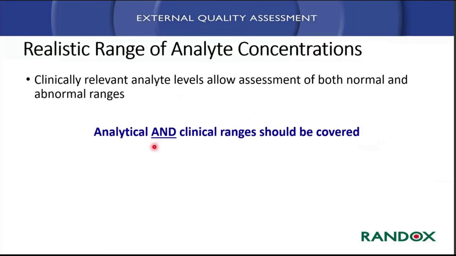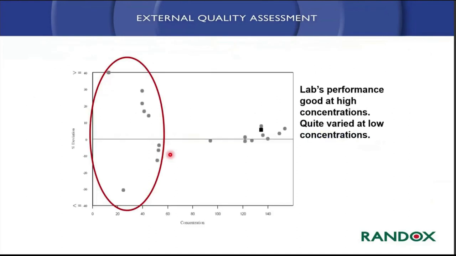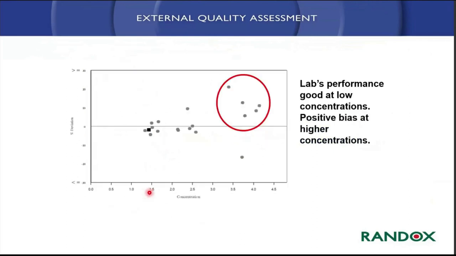The ranges are important, both analytically and the clinical ranges should be covered. And once again, it is important to hit those actual important cutoff points. Whenever we look at performance over concentration ranges, it's very often the case that at the high end, performance is much tighter, whereas at certain lower concentrations in this example, the performance is much wider, or vice versa. Here we have good performance at the low concentrations, whereas at the higher concentrations, apart from this one sample here, you're actually seeing a positive bias.